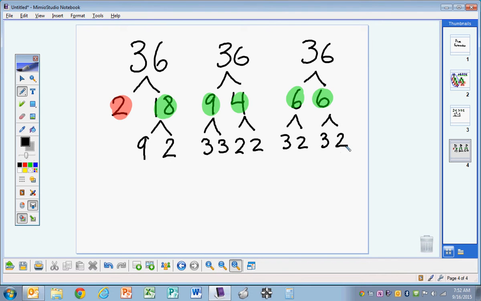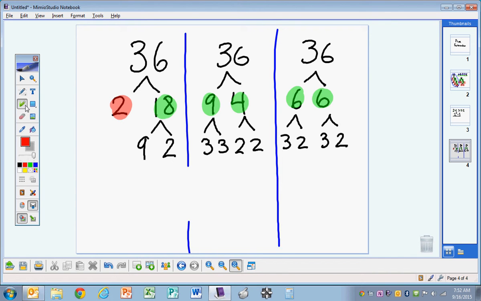These are factor pairs. So again, we need to do what with each of the numbers we've just added? We need to find whether they are prime or composite. So 2 is prime, 9 is composite, 3 is prime, 2 is prime, and again the same here. So if you chose to use 9 and 4 or 6 and 6 first, your process would be over because we have all prime numbers.